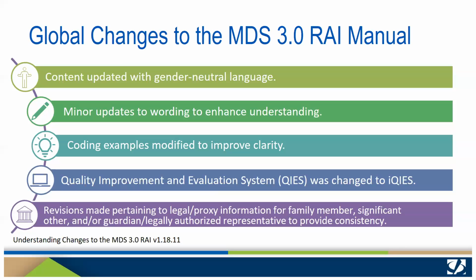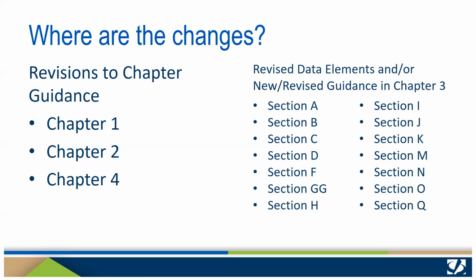Globally, there are changes to the MDS. They've updated the language to be gender neutral. There are minor wording changes for better understanding. They've improved some of the coding examples to improve the clarity. They've changed all of their references from the keys system to the iQIES, and they made revisions pertaining to the legal information for family, significant other, or proxy. There were changes made to the chapter guidance for 1, 2, and 4. We're not going to go over those during these webinar series, but just so you're aware, you can check those out. And then these are the sections that had either revised data elements or revised guidance in chapter 3.